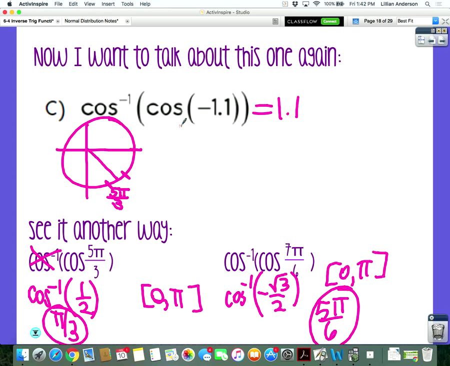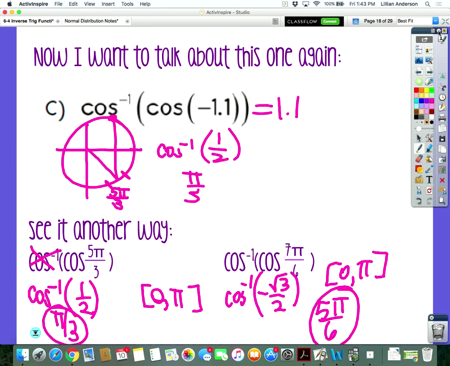Cosine's positive in the fourth quadrant. What is the cosine inverse of 1/2? Pi over 3. It takes you to a point that corresponds to that exact same point in the first quadrant, the positive value. Did everybody catch that? Every single one of these works out that way.